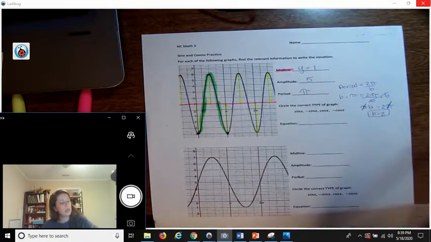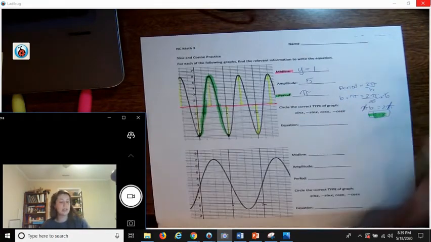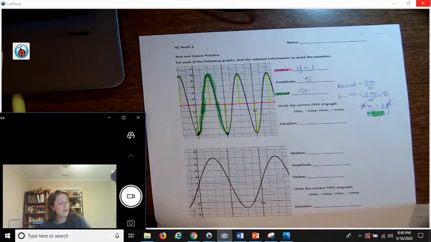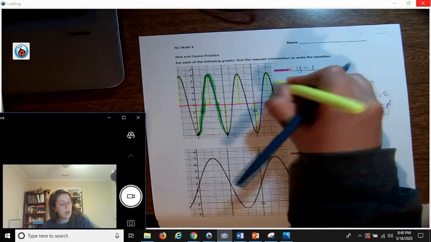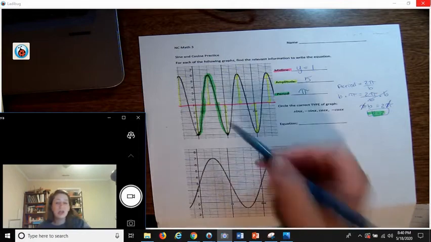And so here's our period. That's what's going to go inside the equation. Our amplitude, amplitude is yellow. It's right here, okay? And now it asks us to circle the correct type of graph. So technically all of these sine and cosine are just shifts of each other, but we're not talking about any horizontal shifts here. So we just want to look at what starts off. So we start at a minimum.